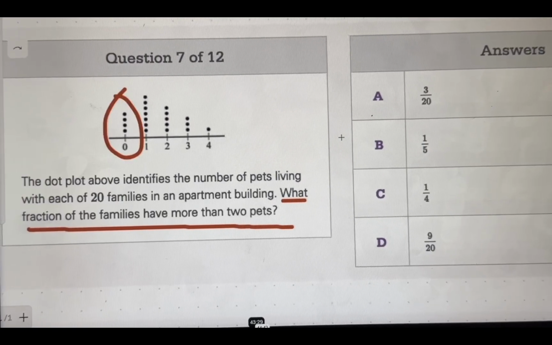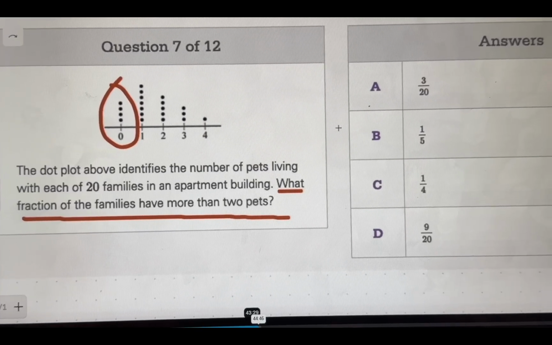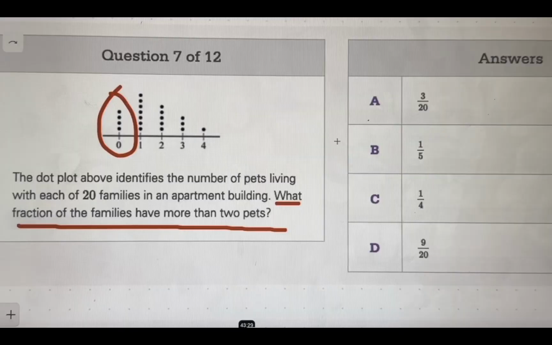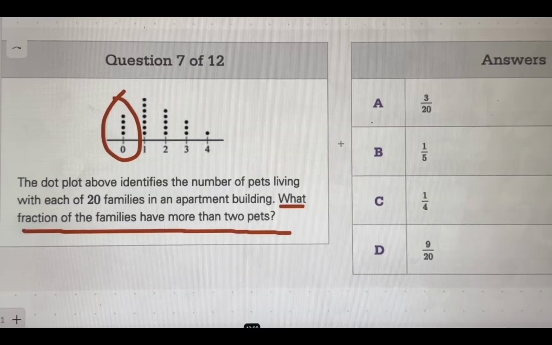Right here, what does it mean when there's 4 dots next to a 0? What does that mean? Yeah, what does that mean right there? There's 4 dots next to the 0.